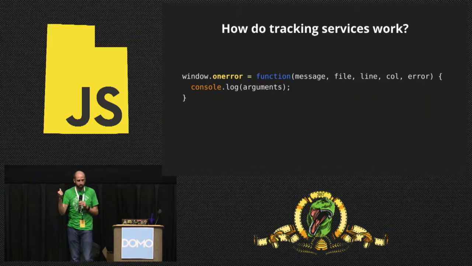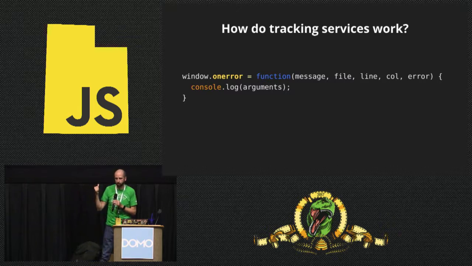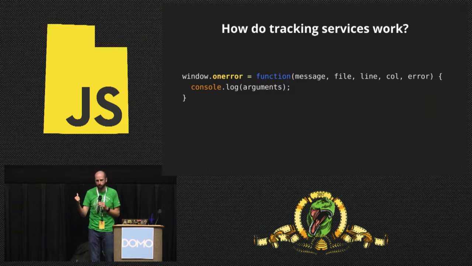But the most important thing really in here is actually this last parameter, the actual error object itself that was thrown. And why is this important? Because this is what actually gives us a stack trace. And if you don't get an error object in here, that sucks, because then you can't get a stack trace.